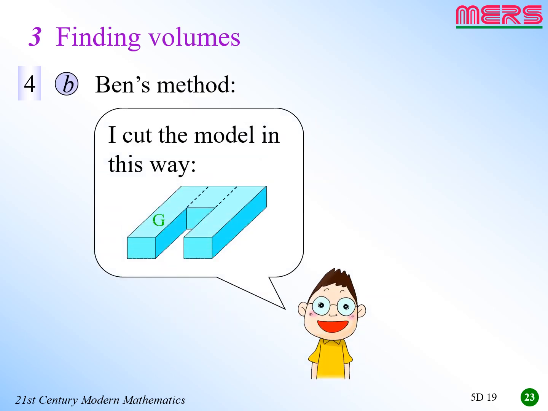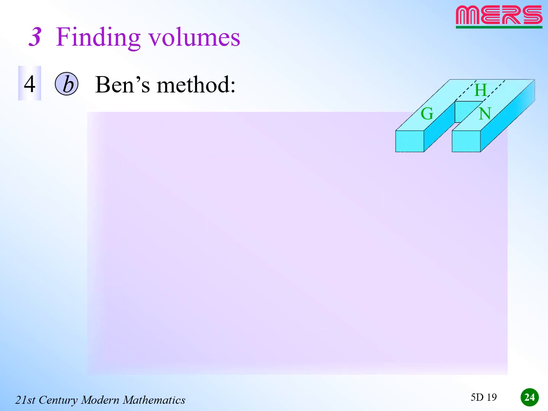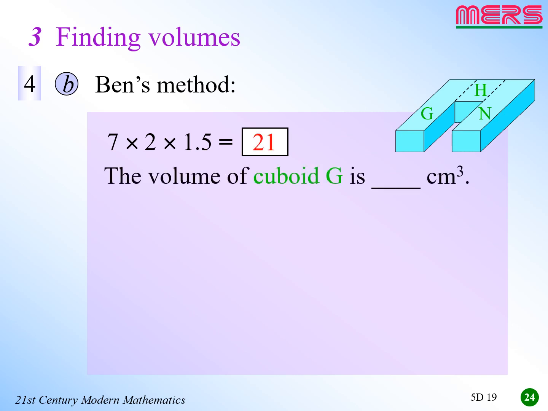Now let's move on to Ben's method. He dissected the object differently into another three cuboids G, H, and N. Cuboid G is 7 times 2 times 1.5, which is equal to 21. The volume of cuboid G is 21 cubic centimeters.